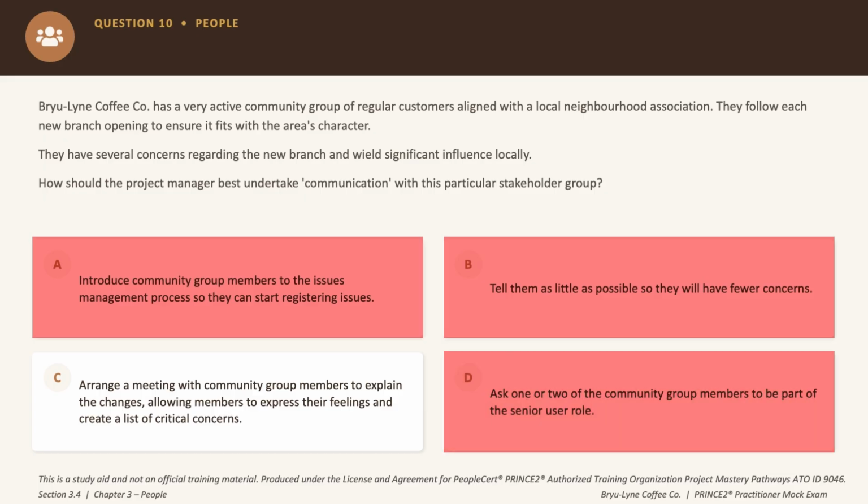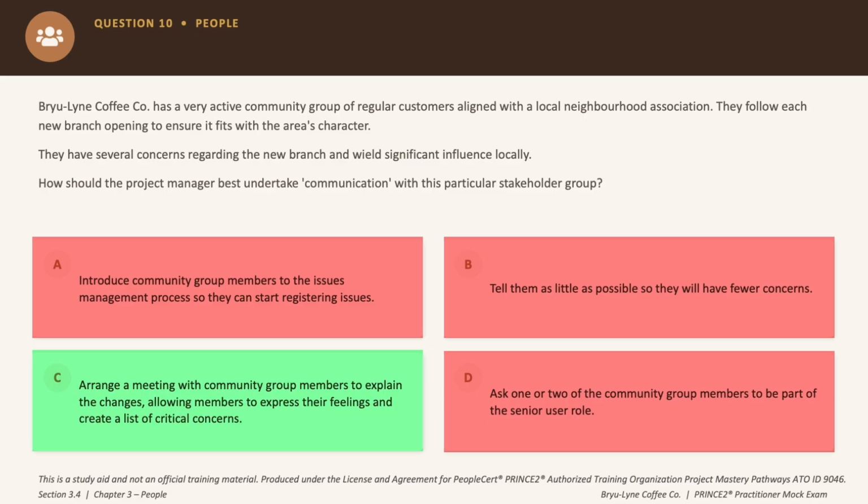Option C says arrange a meeting to explain the changes and let them express their concerns. This is obviously the right call. Listening to the complaints and the resistance surfaces misconceptions and genuine issues, and that is exactly what is required for a good communication channel. Okay, so the correct answer is option C.